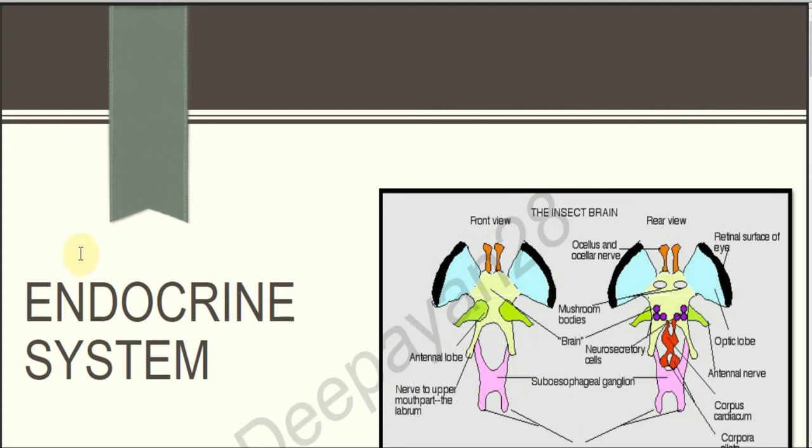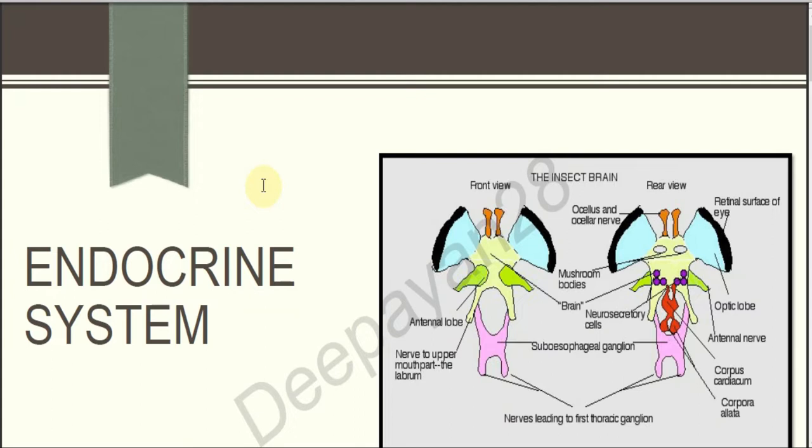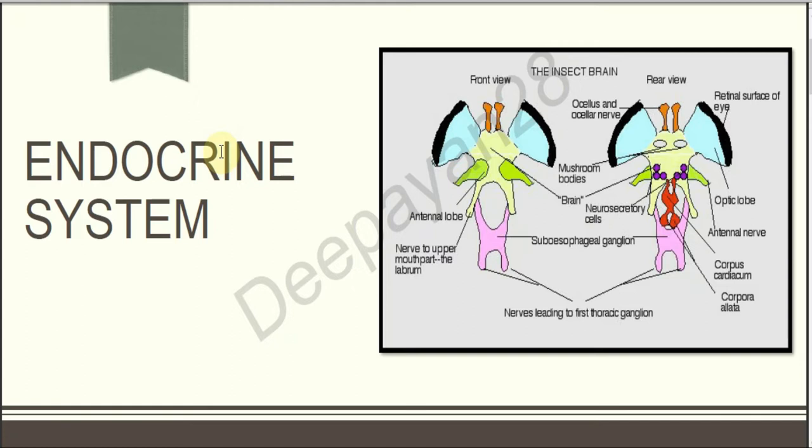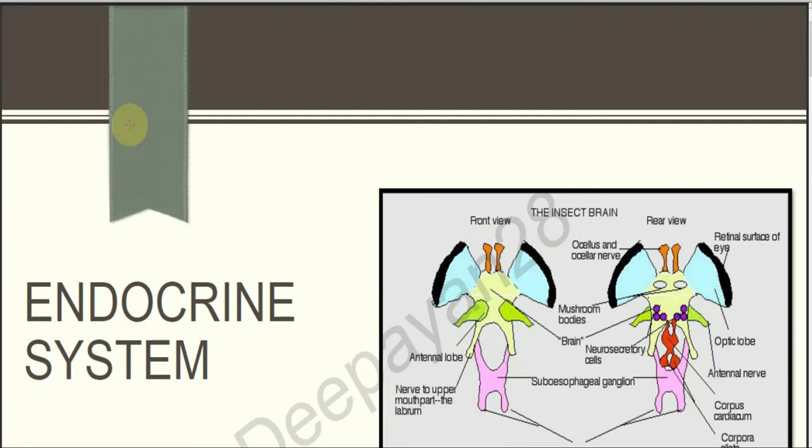Now we will discuss your endocrine system. Okay, endocrine system. Somewhat we have discussed in the digestive system regarding holocrine. Yes or no? Can anyone recall? Can anyone remember what we have discussed?